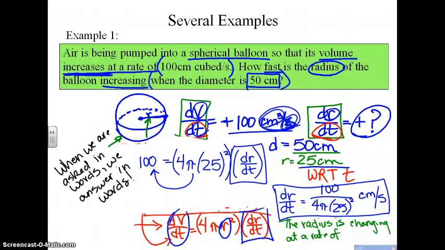we could clean that up if we wanted to. That's going to be 25. One of that's going to cancel with one of those 25s. So this is actually going to clean up to 1 over 25 pi centimeters per second. And specifically here, I wouldn't even have to use changing. I could say is increasing, because that's a positive value. There is our first related rates problem.